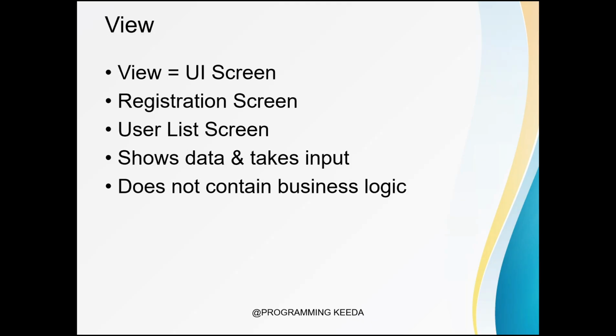Next is the view. The view is the UI screen. Examples are the user registration screen, user list screen, and user dashboard screen. The view's job is to show the data, take user input, and listen to the view model. The view never contains business logic. It just displays data for the user on the UI screen.